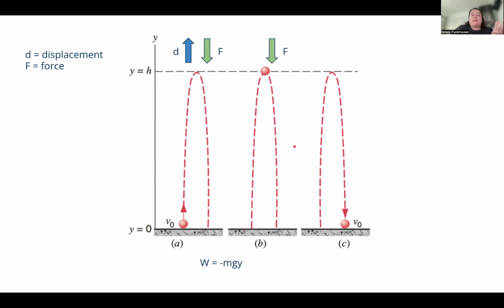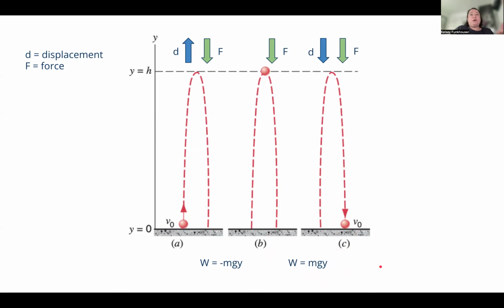At the peak, there is no displacement because it's temporarily stopped for a second, but the force is still pointing down the whole time. And then it's going to travel down. So the displacement will be down and the force is down. The force is still the same, it's still mass times gravity. And now our displacement, we're still traveling a distance y, but this time the displacement and the force are in the same direction. So we end up with the work done to go from the peak back to the ground of positive mgy.